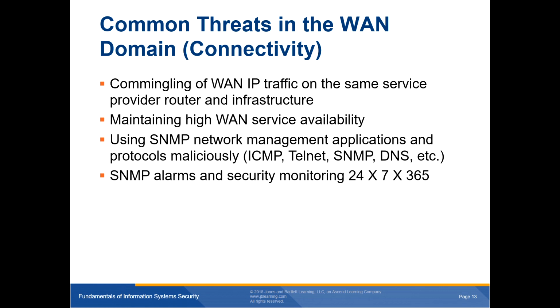Okay, so some more threats in the WAN domain, and this has to do with connectivity. The commingling of WAN IP traffic on the same service provider, router, and infrastructure. Encrypt confidential data transmissions through service provider WAN using VPN tunnels. Maintaining high WAN service availability. Obtain the WAN service availability service level agreement from the provider. Deploy redundant internet and WAN connections when 100% availability is required. And you got to remember, even though it's running on the internet, it's your internet service provider that's going to be providing you connectivity through the WAN.